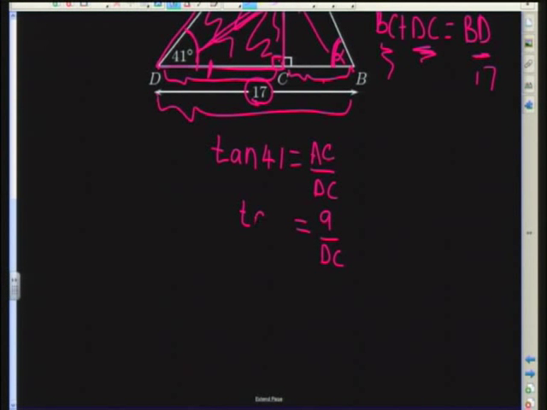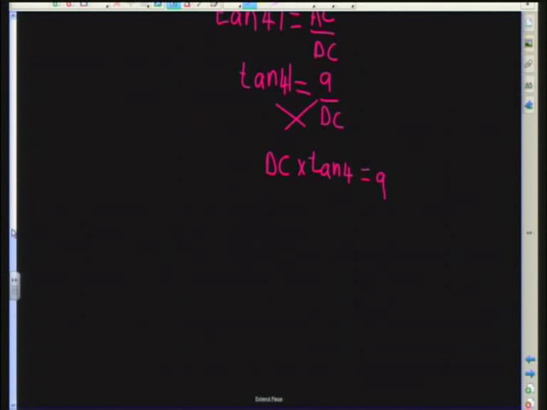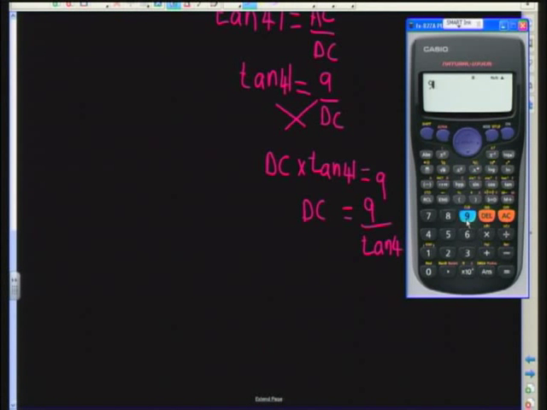If I'm looking for DC, what I need to do is cross multiply, to bring DC to the numerator. So we'll get DC times tan 41 is equal to 9. We're looking for DC, so we need to divide both sides by tan 41. So DC will be 9 divided by tan of 41. Let's have a look: 9 divided by tan 41 gives us 10,35.